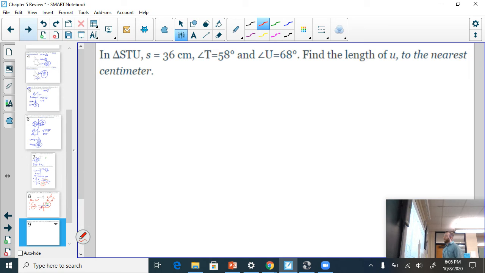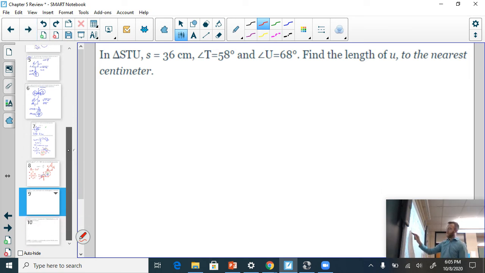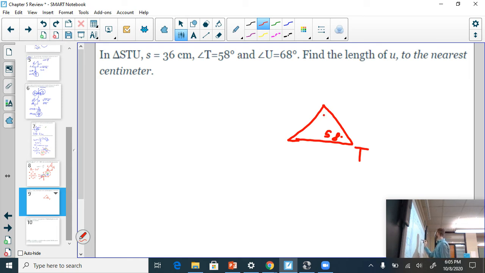So in this triangle, blah, blah, blah, find the length of u to the nearest centimeter. So here, I always want to sketch the triangle. I see T is 58 degrees, so I know I'm going to have some acute angle. I don't know exactly what it's going to look like, but let's just sketch it. This one's pretty small, and that angle I intentionally made was T, which is 58 degrees. And U is 68. Let's do this one because this one looks like the next biggest that I randomly made.